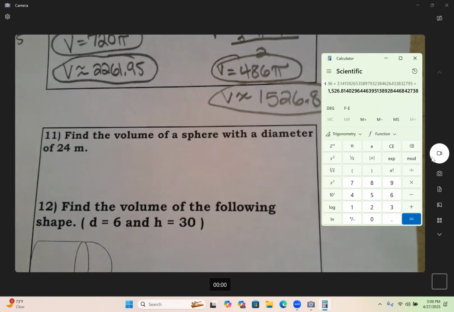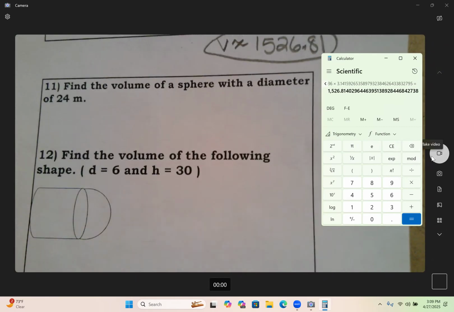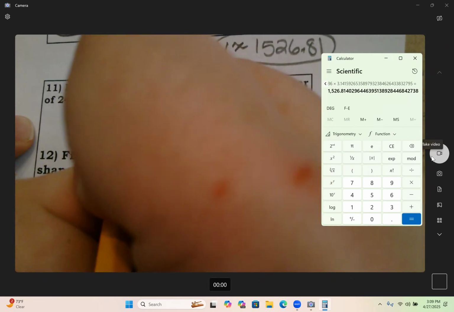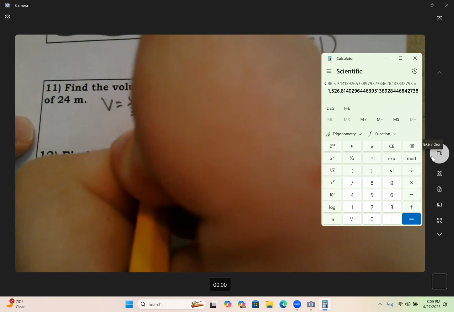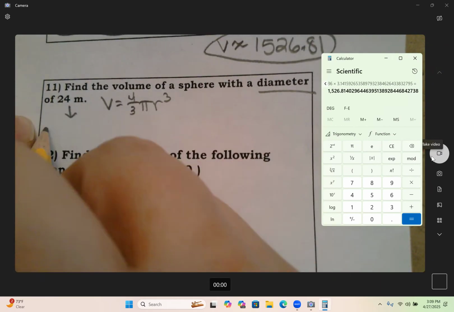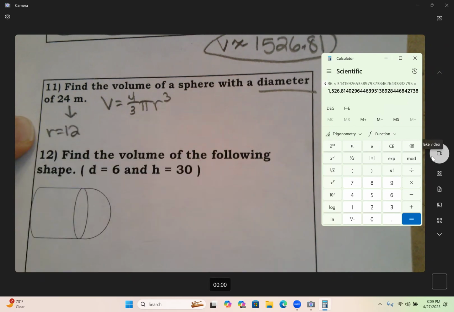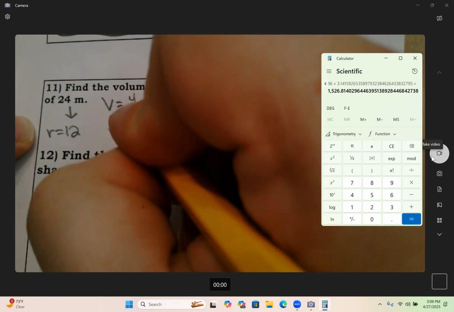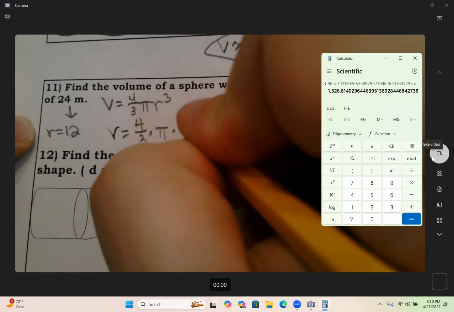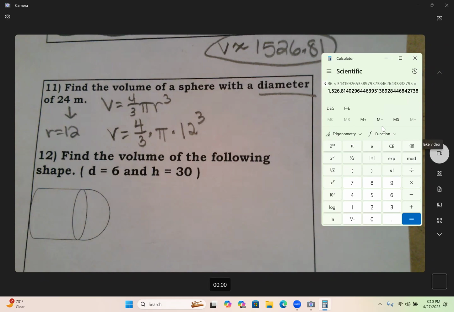We're going to take a look at number 11. It says find the volume of a sphere with diameter 24 meters. So remember, volume of a sphere, 4/3 pi r cubed. Well, the diameter is 24, so that would mean the radius is half of that, which is 12. All right, so we're going to do 4/3 times pi times 12 to the third power.